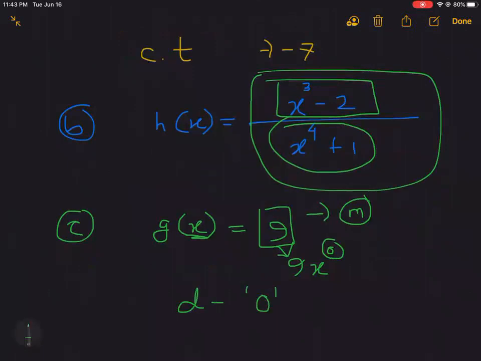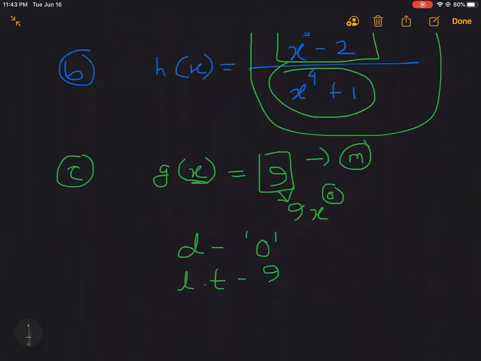And the leading term is 9, and also the constant term is 9. Can you see that? Because we have defined the constant term as the term without the variable, where there is no x. So this could be another format which you can define as polynomials, right?